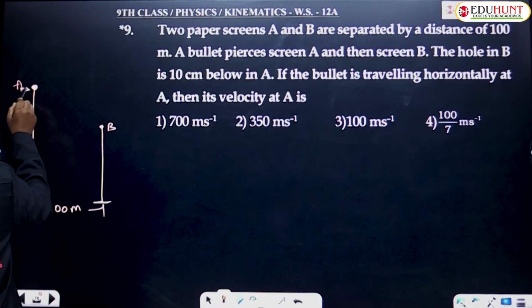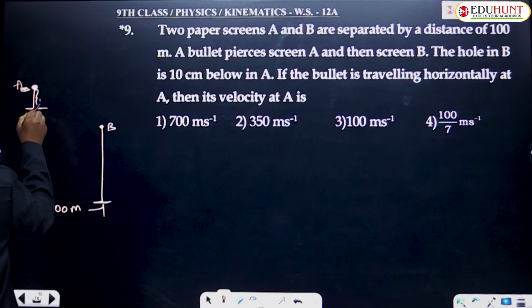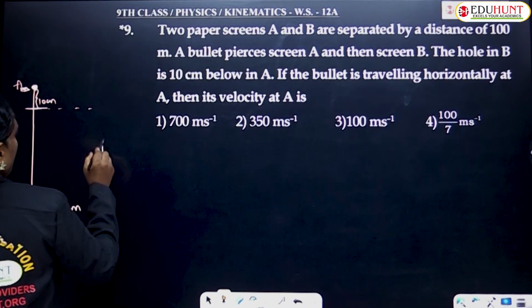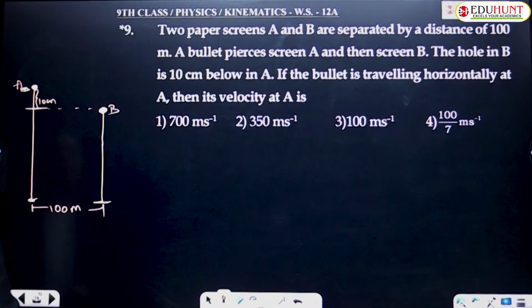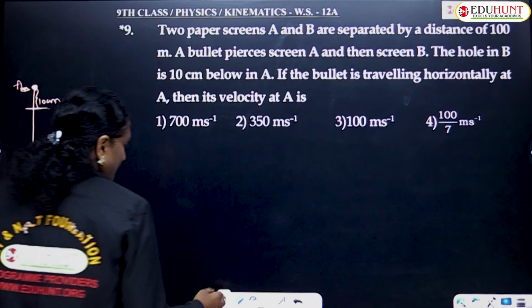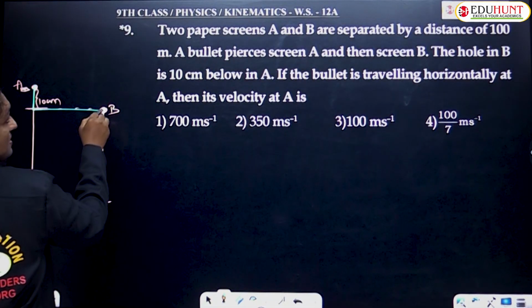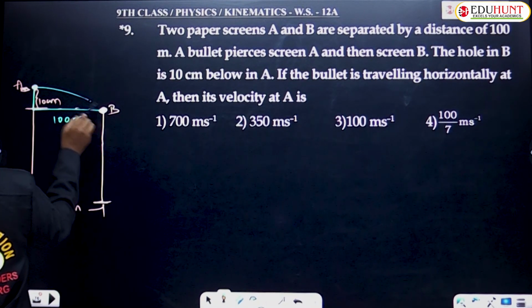Okay, well, after that it falls down a little bit lower, that is 10 centimeters below, and at this height you have the other hole that is at point B. How far is that? 10 centimeters below that. So this is 10 centimeters. This range is given as 100 meters. The bullet enters like this.